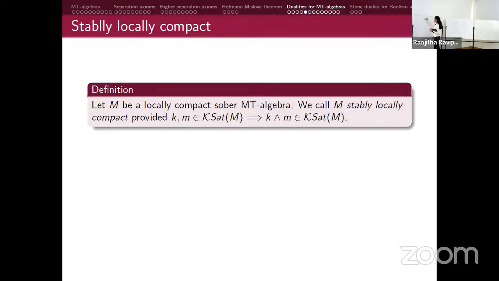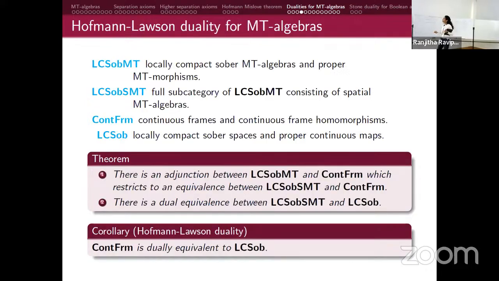In my empty algebra case, we need spatial to make it dual equivalence. Oh, I went far ahead. So then using that, I get Hofmann-Lawson duality: continuous frame is dually equivalent to locally compact sober. So I get the dual equivalence from this.